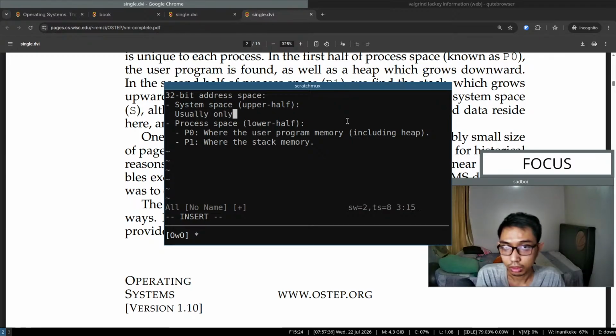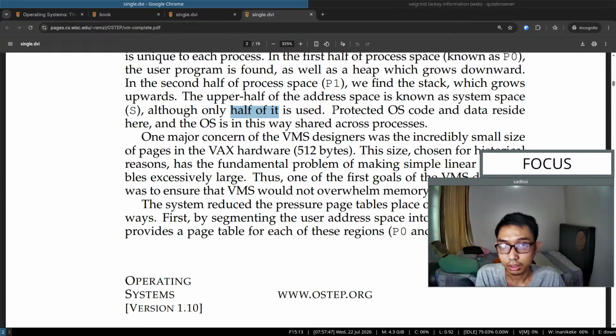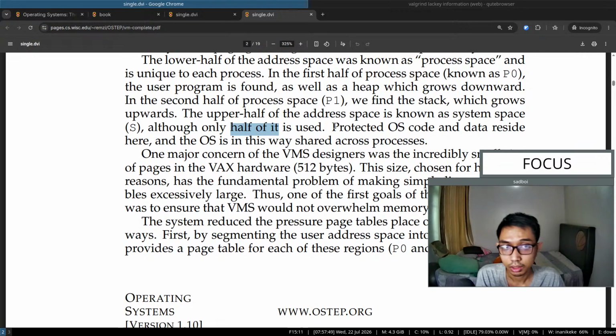Usually only use half of it? Okay. Protected operating system code and data reside here, and the operating system is in this way shared across processes. Shared across processes.